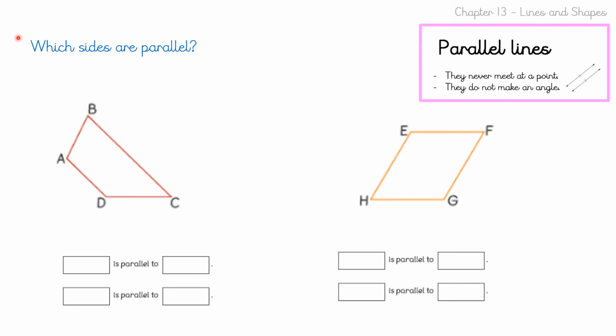Fantastic, well done. You're doing really well. So we know that BC and AD, or DA, are parallel lines because they will never meet at a point. So we will have to write it down here. BC is parallel to AD, or BC is parallel to DA. Are there any other lines in this figure that are parallel? No, you're right, we checked them all. So here we just got BC and DA as parallel lines.